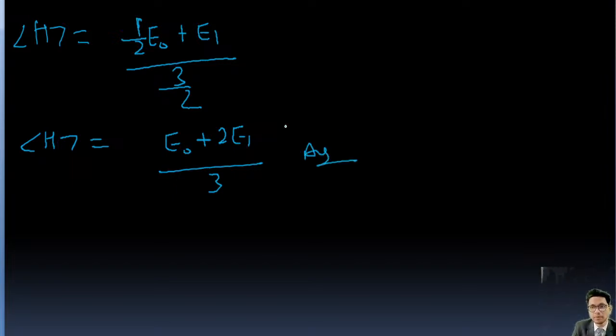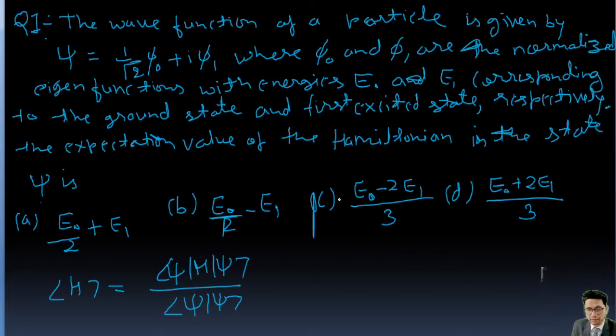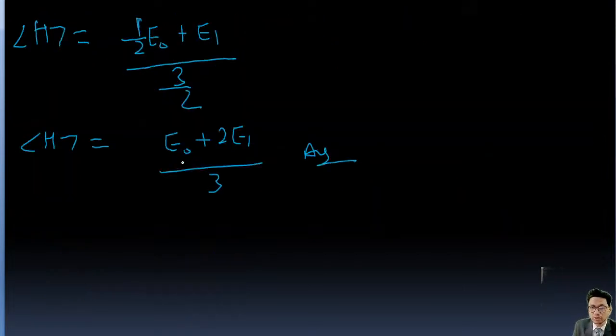Now we'll check the options. Which option is correct? Which option is matching? So option D is matching, right? E0 plus 2E1 upon 3. So this is the first question. Now we are going to solve the next question. This is also a very good question.